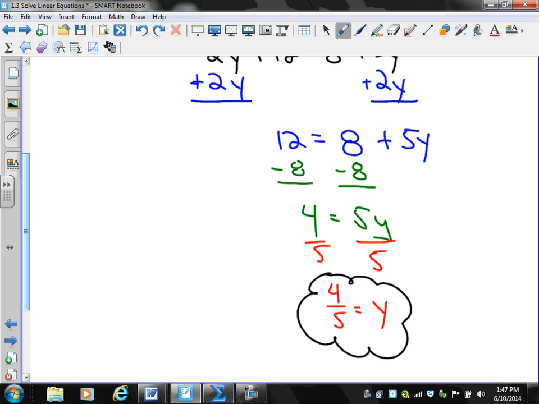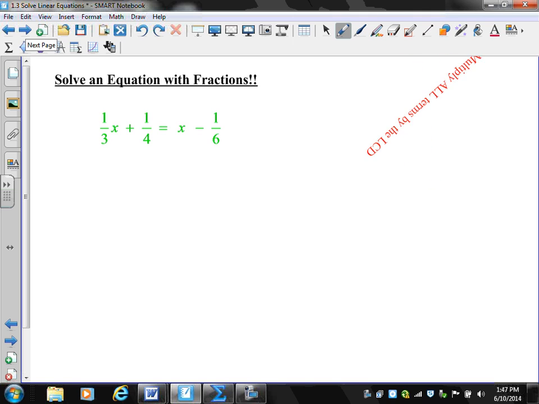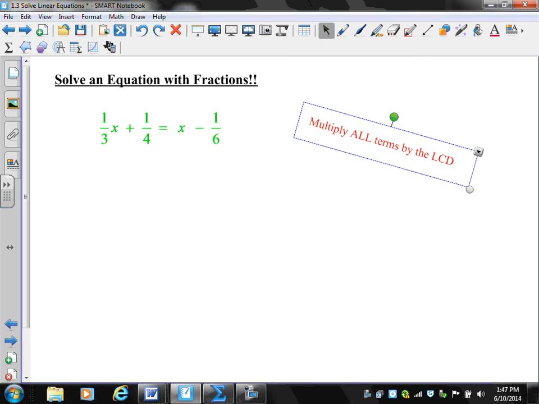Okay, so that was a distributing problem. Let's do a problem where we have fractions. Okay, so guess what we need to do when we have fractions in our equation?